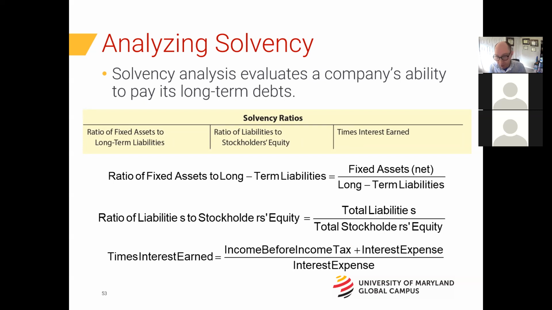Liabilities to stockholders' equity, total liabilities divided by stockholders' equity. In this case, less than 1 is typically good.